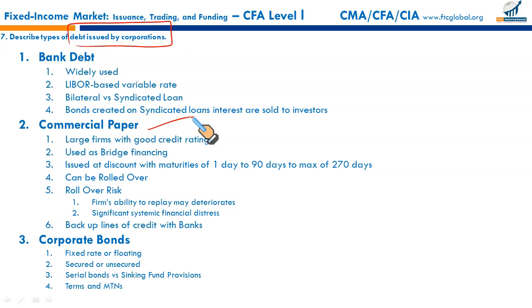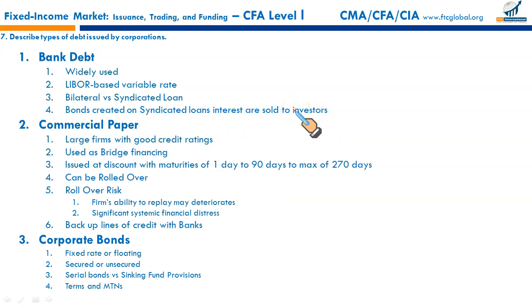Commercial paper is issued by firms that have good credit standing, creditworthy corporations. Large firms with good credit ratings issue short-term notes that could be from 1 day to 270 days. Mostly they are for 90 days. Such instruments are called commercial paper. In the US, commercial papers are issued on a discount basis.